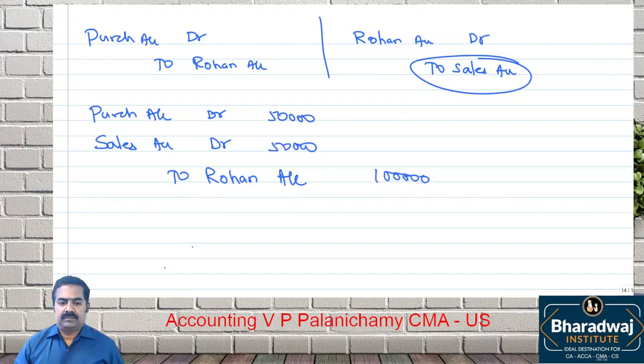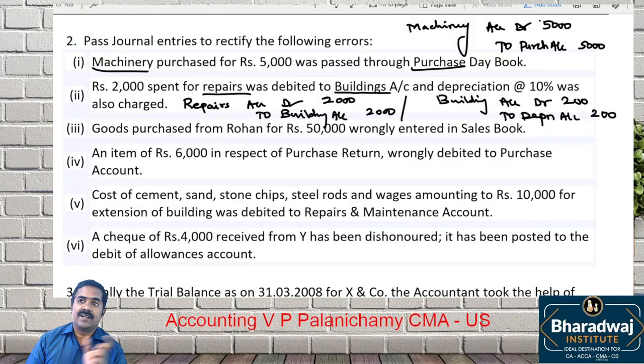Debit purchase. Sales was wrongly credited, remove that, debit it to Rohan account 1 lakh. Why not suspense account? It is not an error affecting only one ledger. It is not an error in posting.